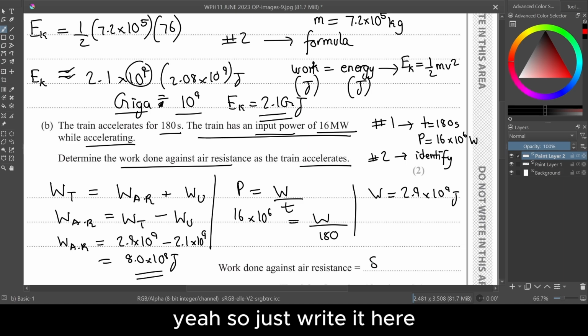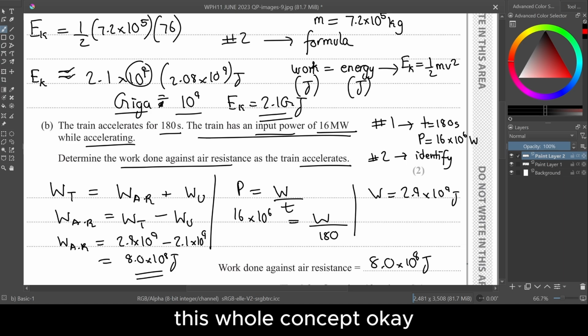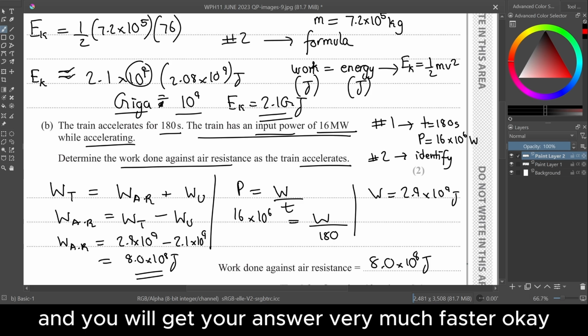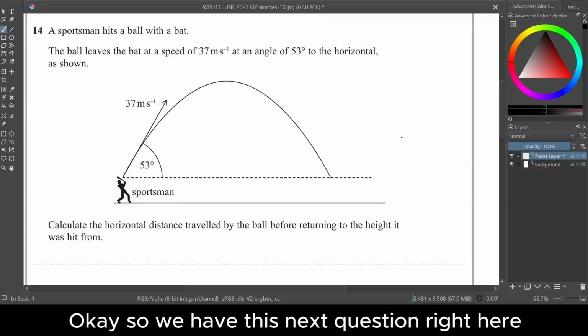So just write it here. And I hope that you understood this whole concept. Do it in a strategic way, step by step, and you will get your answer much faster. Okay, so we have this next question right here.